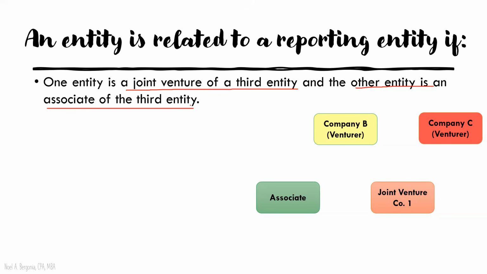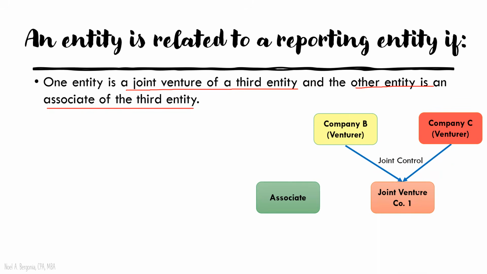Okay, so let's say for example, ito po yung mga companies involved. You have company B and company C which are venturers, okay? And then they form, okay, jointly controlled nila si joint venture company 1. Okay? So wala tayong problema diyan. Sasabihin natin mamaya that company B and joint venture 1 are related parties, company C and joint venture 1 are related parties, no? But B and C are not related parties, no?